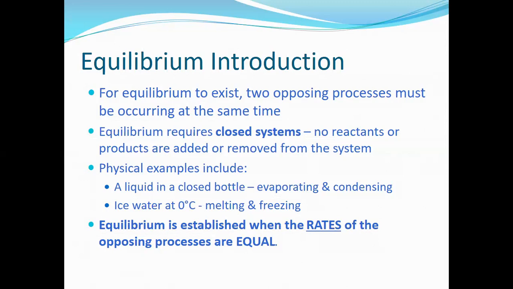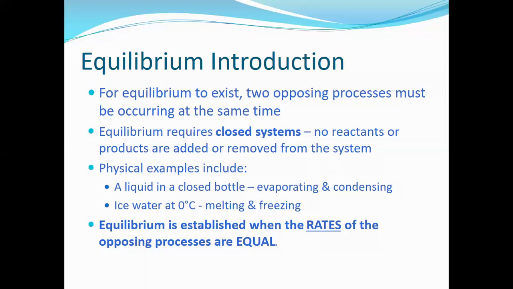So for equilibrium to exist, whether it's in chemistry or not, you have to have two opposing processes. So in chemistry, that'll be a forward reaction and a reverse reaction. And they have to be occurring at the same time. A non-chemistry example of that might be just filling a bathtub with water, but you didn't put the plug in the drain. So you have water flowing in from the faucet, and you have water flowing down the drain at the same time. Those are your two opposite processes.